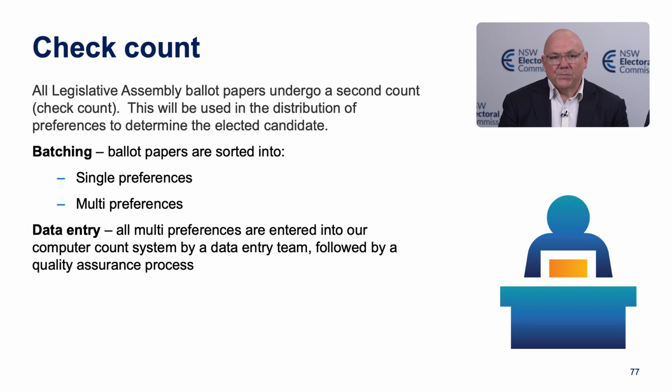Check counting involves batching, where ballot papers are sorted into single preference ballot papers or ballot papers on which multiple preferences have been noted. The ballot papers are then data entered, in which all multiple preferences are entered into our computer count system by a data entry team, followed by a quality assurance process.